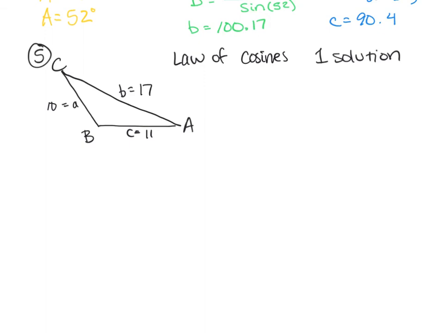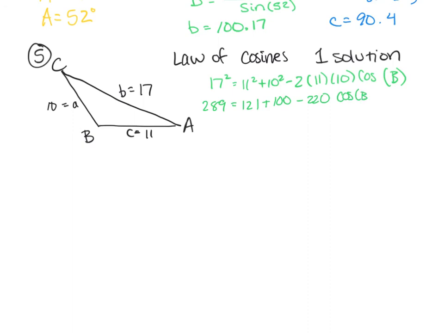Which means we're going to solve for angle B first, since it is across from the largest side. So I'm going to use the variation of law of cosines that has angle B in it. That looks like 17 squared, so B squared, is equal to 11 squared plus 10 squared minus 2 times 11 times 10 times cosine of B. So I'm solving for that very first angle. Now let's see what we can do. We get 289 is equal to 121 plus 100 minus 220 times cosine of B.